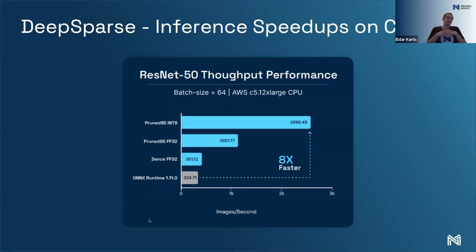And then if we apply quantization on top of that, so now we are combining pruning and quantization, we can get an additional roughly 2 to 2.5x. And in the end, by compounding these techniques, we can get a roughly 8 times faster model than what we would have gotten by just using the standard ONNX Runtime with the dense model.